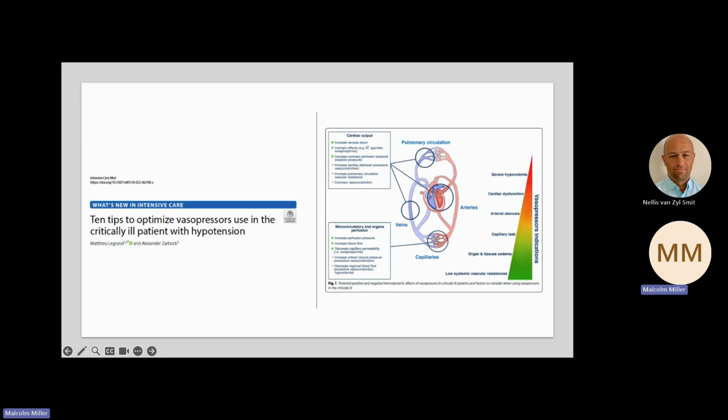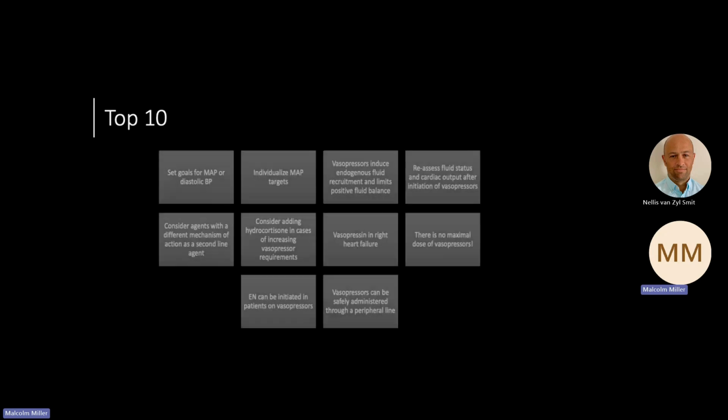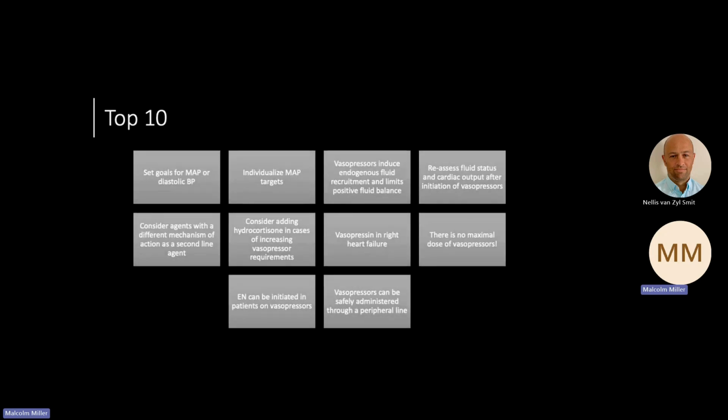And even in patients who are bled out, who have a low blood pressure, the use of vasopressors should be indicated while we're resuscitating these patients with fluids, to ensure that we don't tolerate prolonged hypotension. So set goals for mean arterial pressure or diastolic pressure, particularly when you're dealing with septic shock. We need to always think about the individual patient, whether they're hypertensive, have chronic kidney disease, diabetes, etc.